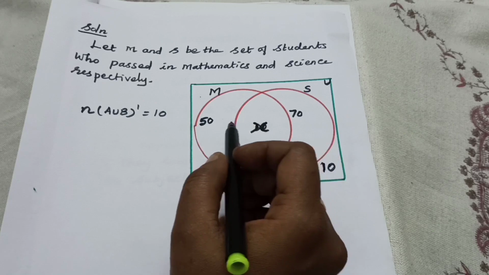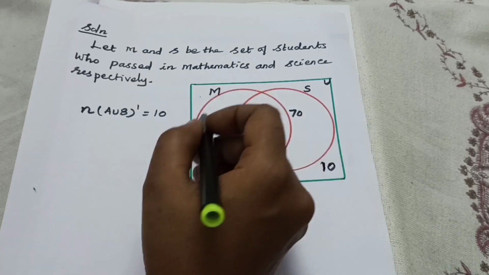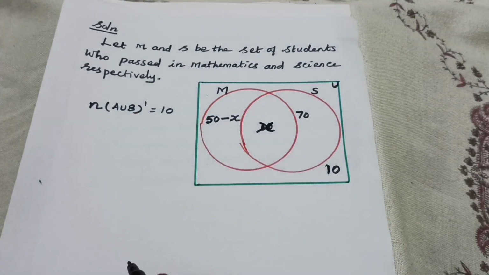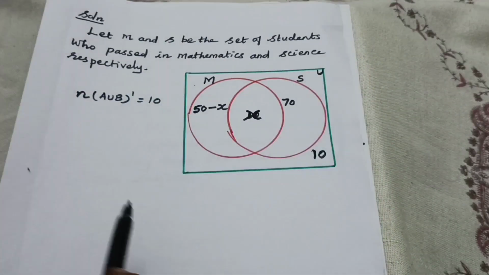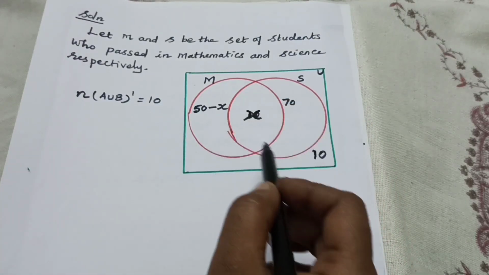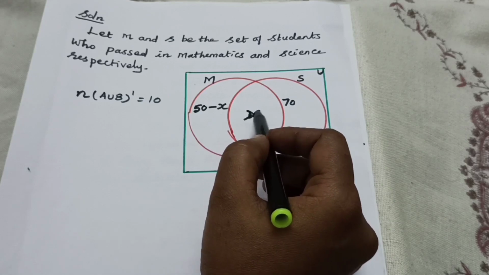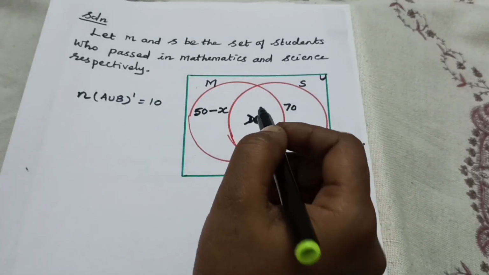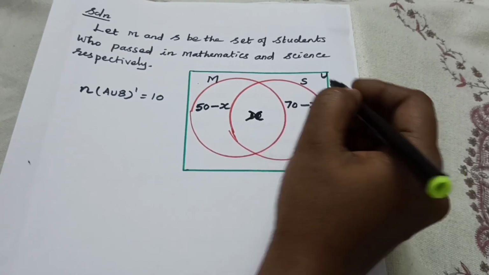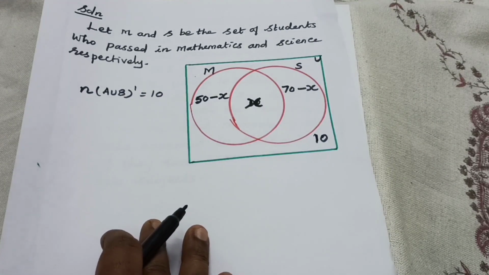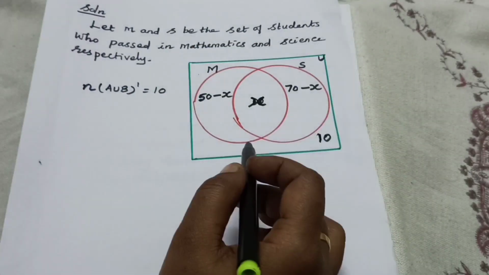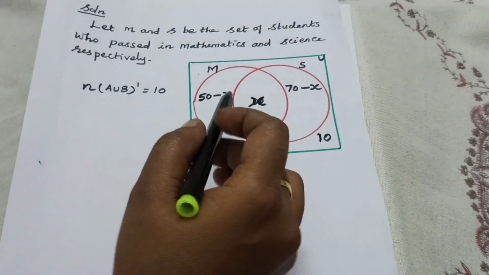Then here, only maths, how can we find? Already we learned, isn't it? Only maths means 50 minus this x we have to subtract. Have you understood? Then only science. Science fully is 70, isn't it? Then this is x for both, so only science means 70 minus x. Understood? Then here we know the total is 100, isn't it? Total number of students 100.